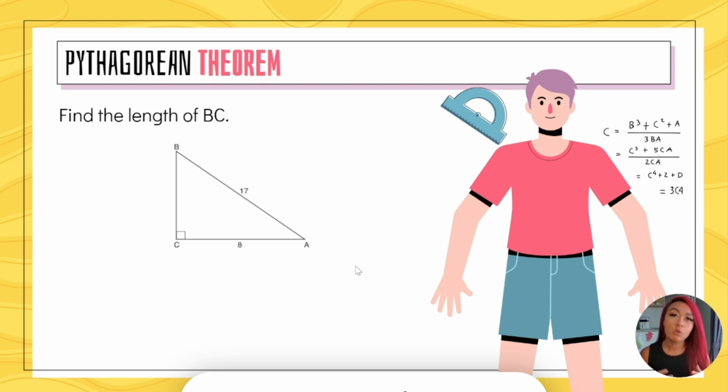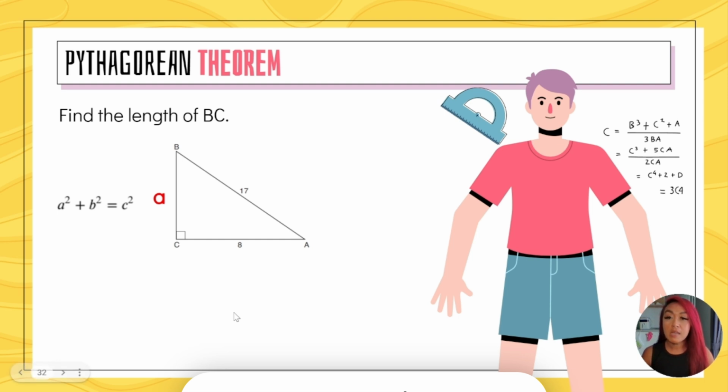Another type of question that you might be asked is to find the length of the side of a right triangle. So in this example, they want us to find the length of side BC. So you'll use the Pythagorean theorem, which I'm sure you guys are all familiar with, which is a squared plus b squared equals c squared. Now, a and b can be either of the legs, it doesn't matter, but c is always the hypotenuse.